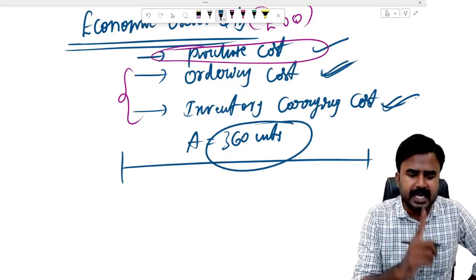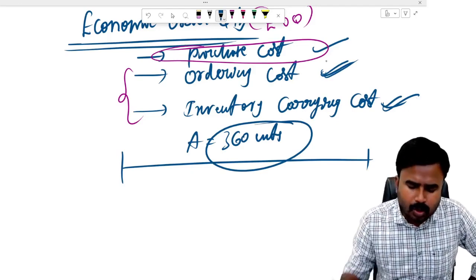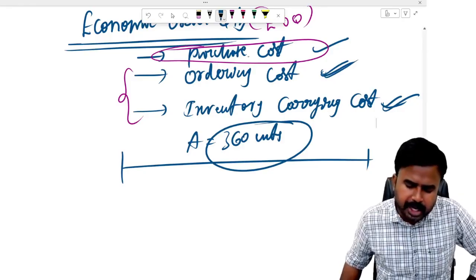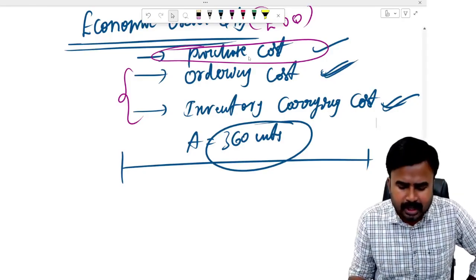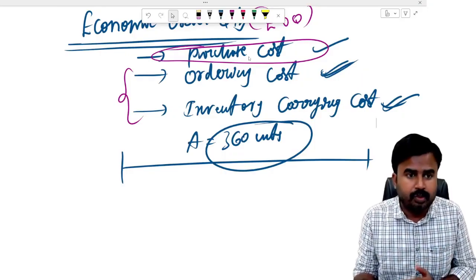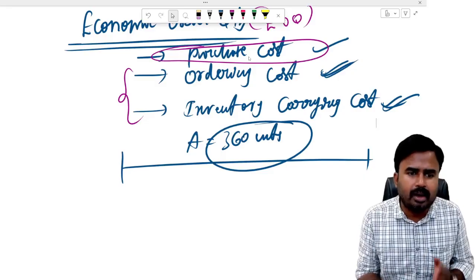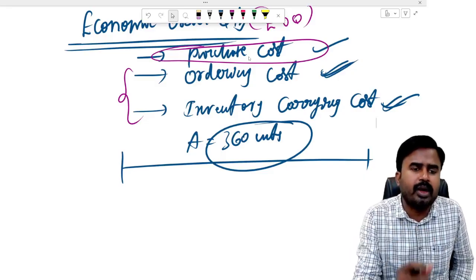If I buy a single unit every day, then what will happen? Simple. If I buy one unit every day, I have to place 360 orders in a year. That means I should incur 360 orders' ordering cost, whereas my inventory carrying cost may be eliminated or it will be least. So if I fix the smaller ordering quantity, what will happen?